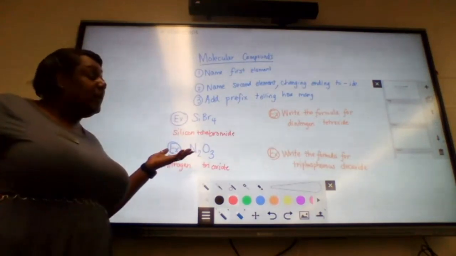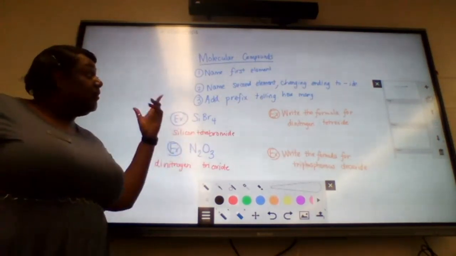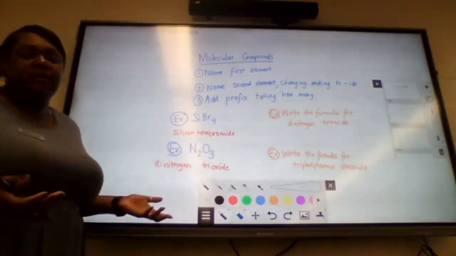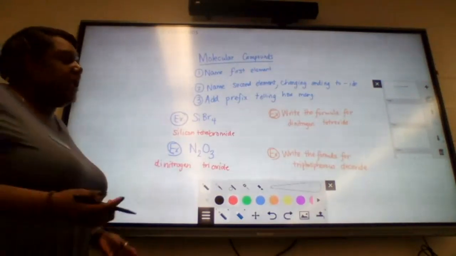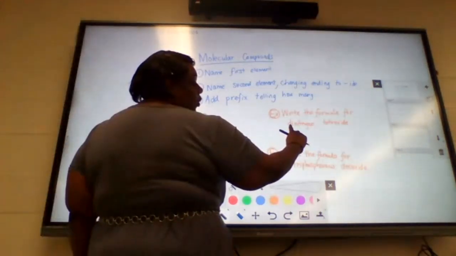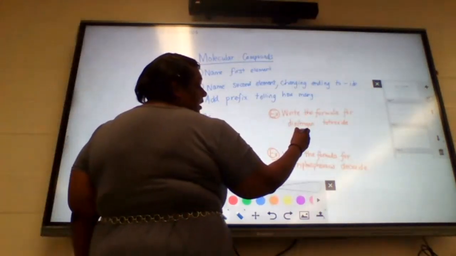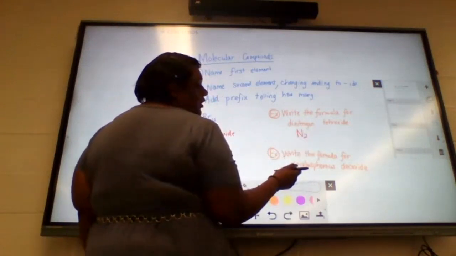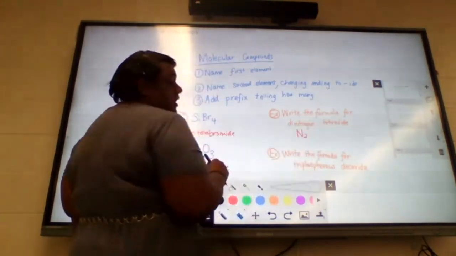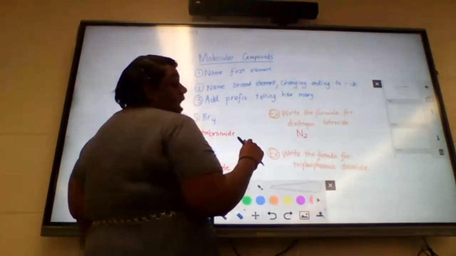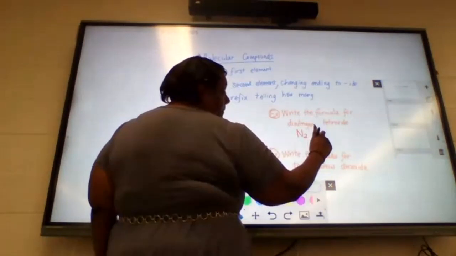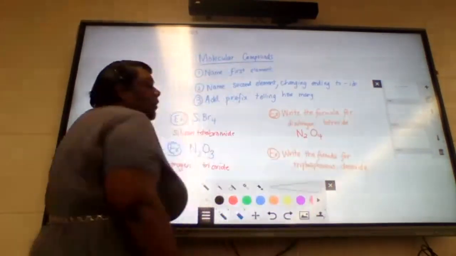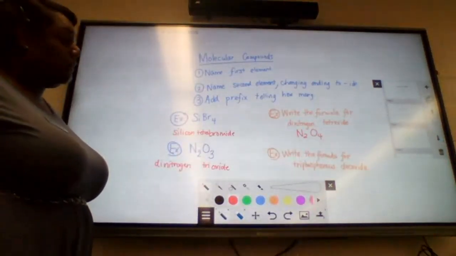Now, this process where I'm going from the name to the formula for a molecular compound is actually a little easier than for an ionic compound because they already tell you in the name how many you have. And so for this one, we've got the prefix di, which means we're going to have 2. It says nitrogen, so I know I'm going to have 2 nitrogens. Then the next one says tetroxide, and so tetra means 4, oxide means oxygen, and so it would be N2O4.